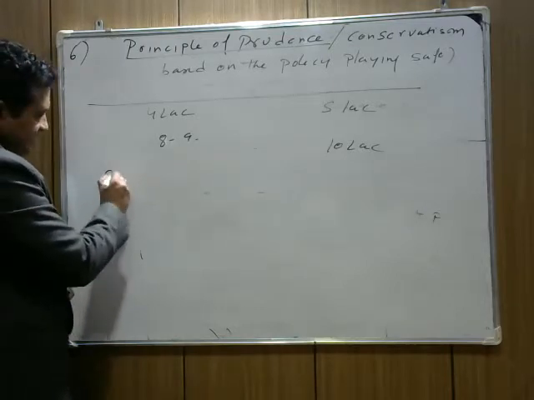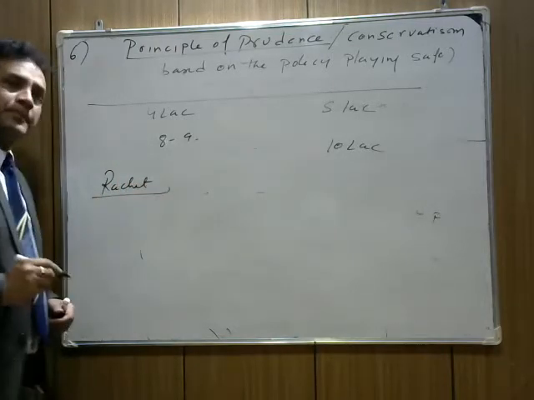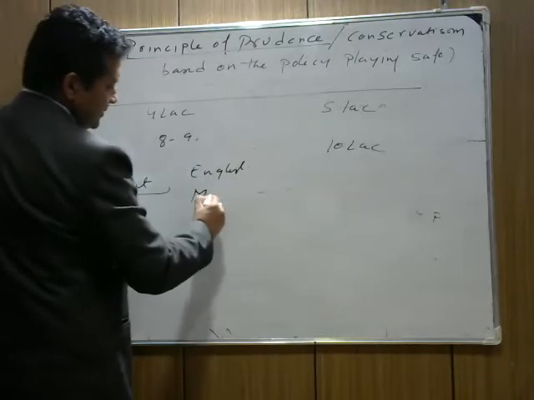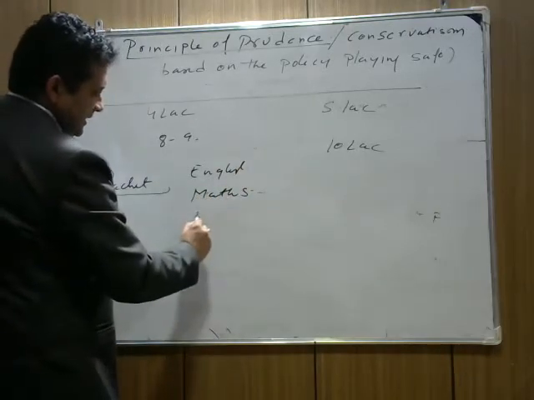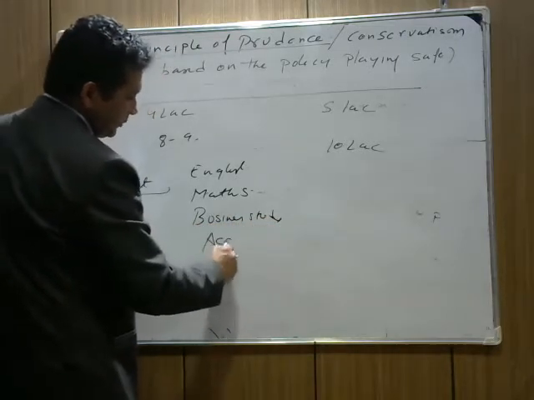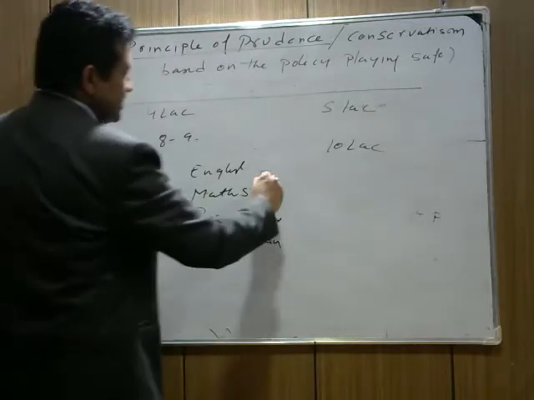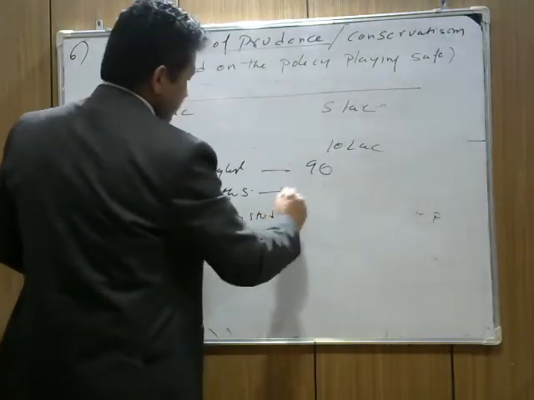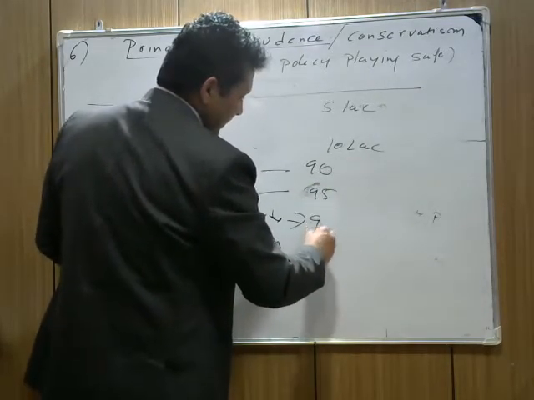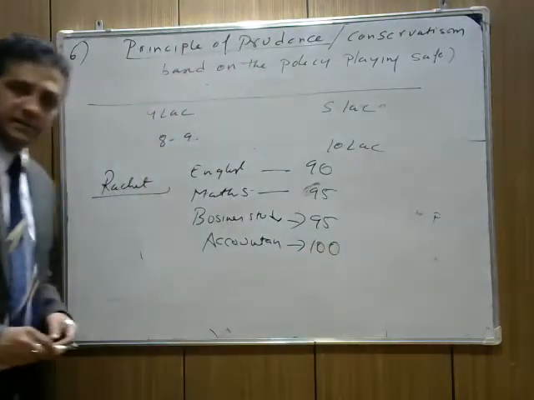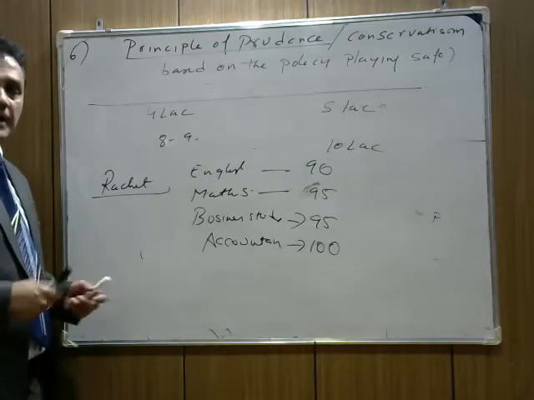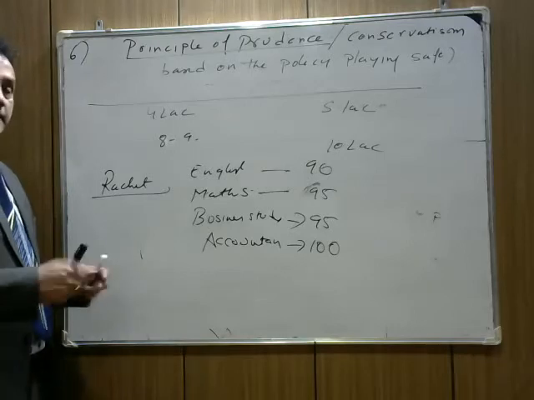Now one more example I can give you. Suppose in your class, Rachit is a person. He feels that in English, in maths, in business studies, or even in accountancy, he can score well. In English he can get 90 marks. In maths he can get 95. In business studies he thinks he can secure 95 again. In accountancy he thinks that he can secure 100 marks.